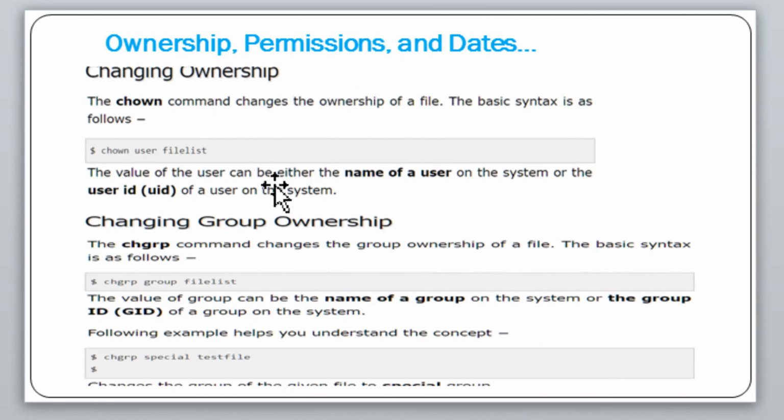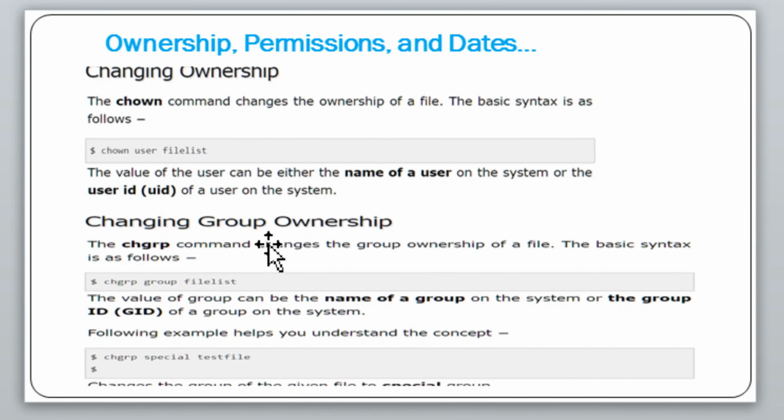So we can see in our example here, the chown command changes the ownership of a file, and the basic syntax is as follows. So chown, space, the user that we're going to be changing ownership to, and the file itself. Okay, so file list will have its owner changed to user. The value of the user can be either the name of the user on the system or the user ID of a user on the system.